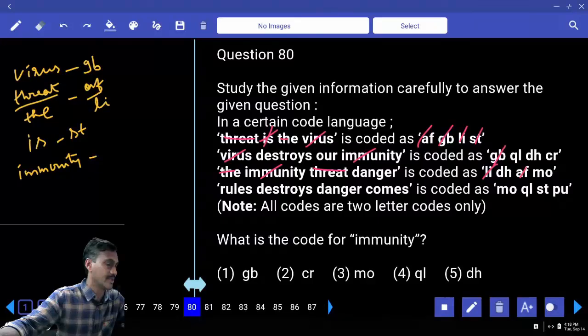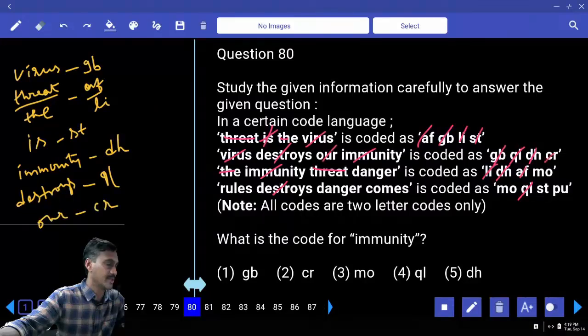Then immunity is the word that is common here. And what is the code that is common? DH. The code for immunity is DH. Then in the second, "immunity destroys and our." 2 and 4 compare చేస్తే what is the word that is common? Destroys. And what is the code that is common? QL is common. Hence the code for destroys is QL. And finally what is left over? Our. And the code is what? CR. The code for our is CR.